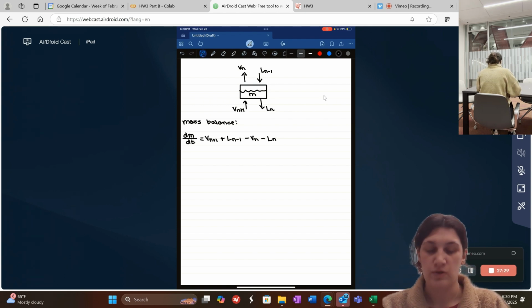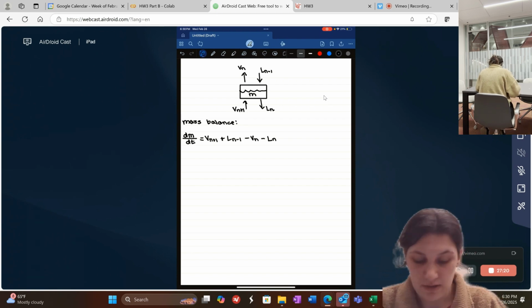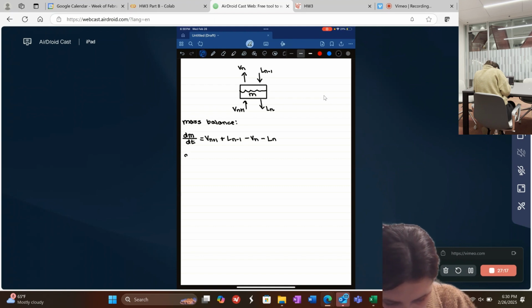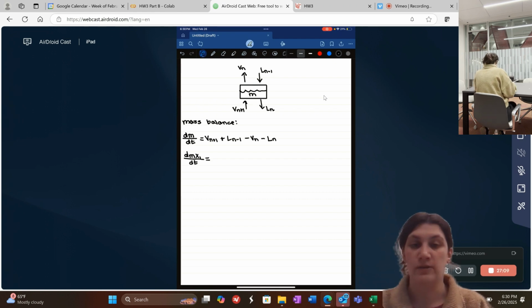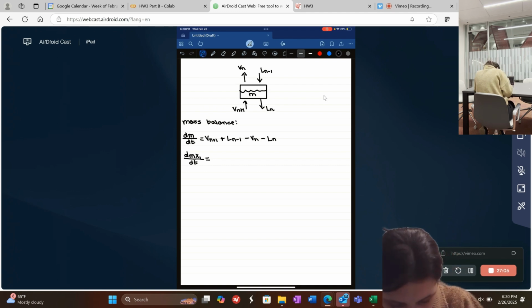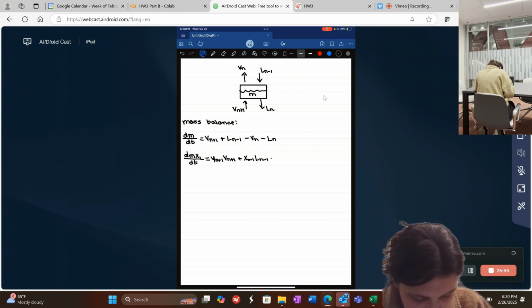Now we also want to look at the mass balance for the more volatile component. What we have here is the overall mass balance. So for that, all we need to do is multiply by the mole fraction of that component. And then we have to carry that on to the right-hand side of the equation as well. So we have yn plus 1 times vn plus 1 plus xn minus 1 times ln minus 1 minus yn times vn minus xn times ln.